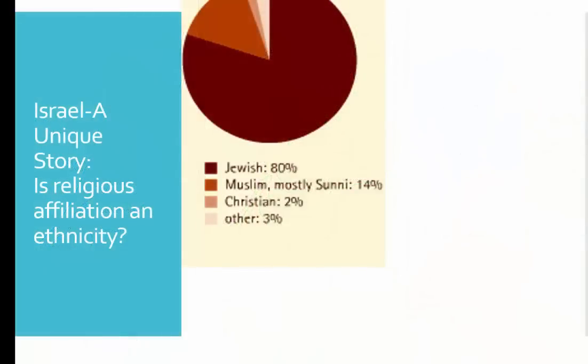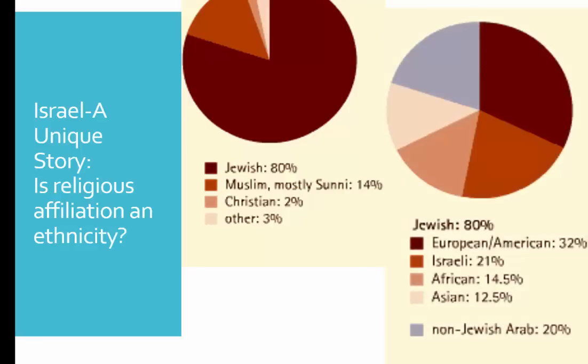Now, the story of Israel in the Middle East is interesting. The population of Israel is predominantly Jewish. 80% is Jewish. And of course, we still have Muslim and Christian populations living in the State of Israel. But when we come to consider the ethnic identity of Israel, we have a very complex question in front of us. Is religious affiliation an ethnicity? I would argue no. And in your textbook, I make the point that being Jewish is not an ethnicity.